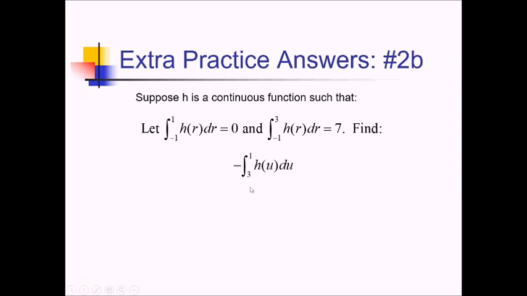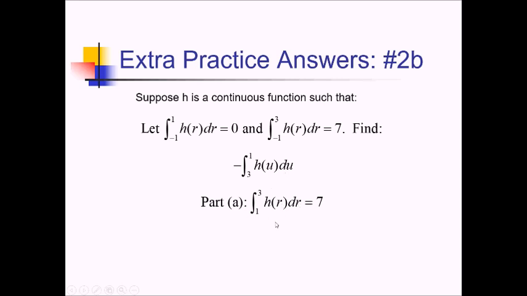For this part, we want the negative integral from 3 to 1 of h of u du. There's a few things going on here. First off, recall that the integral from 1 to 3 of h of r dr, in part A, came out to 7. We're going to use that to help us here. We have this change of variables, but the variable of integration is not going to make a difference whether you call this a u or an r. It's a dummy variable anyway, so it doesn't really matter what you call that variable.